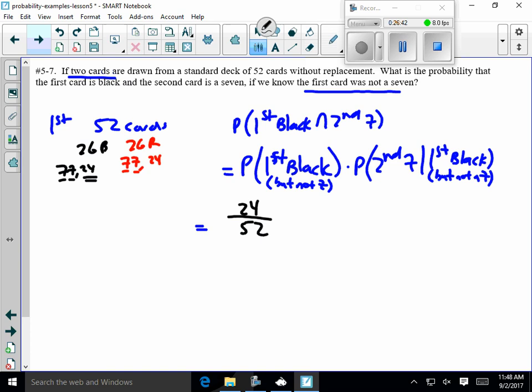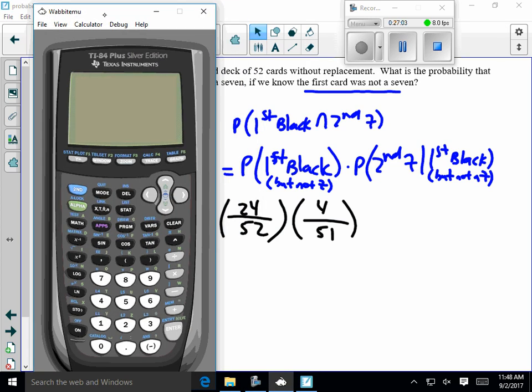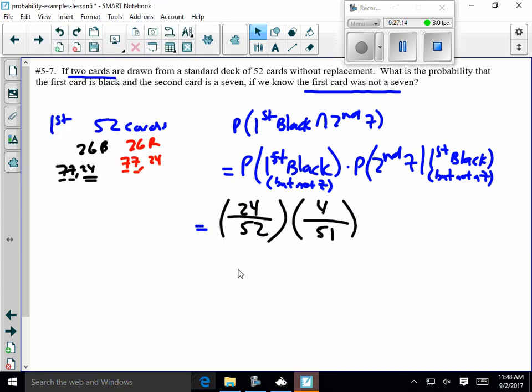All right. The second one, we're drawing a card, right? There are 51 cards left in the deck, but this time we have to draw a 7, okay? So all 1, 2, 3, 4 7s are still in the deck because the first one wasn't a 7. So that would be 4 out of the remaining 51 cards. And then we could do that in a calculator. That would be 24 divided by 52 times 4 divided by 51. So that should be 0.0362. All right, so that's how I would solve that problem.